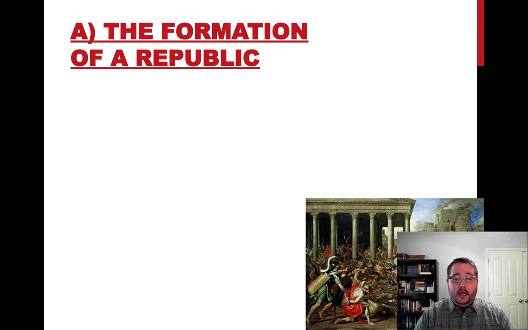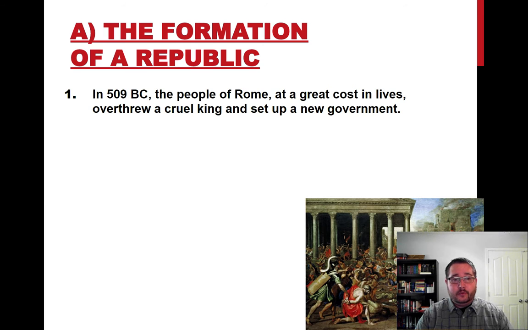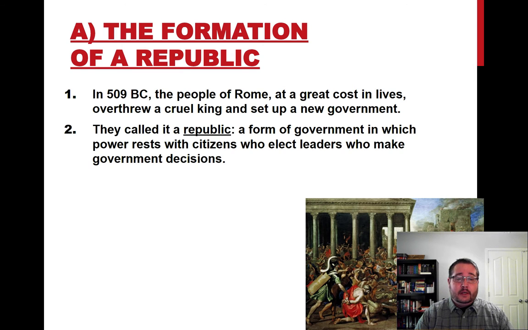The formation of the Republic. So in 509 BC, the Roman peoples overthrow the Etruscan king that was ruling over the area in the province that they are living in, and they set out on a grand experiment called a republic. Now, initially they didn't write a constitution or anything like that down.